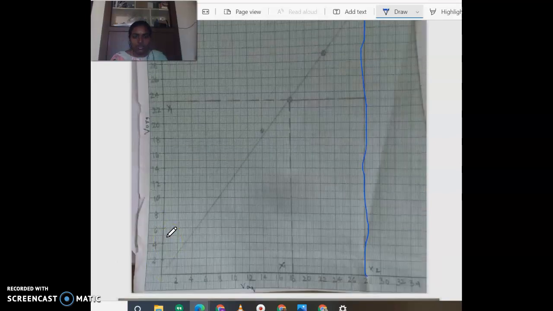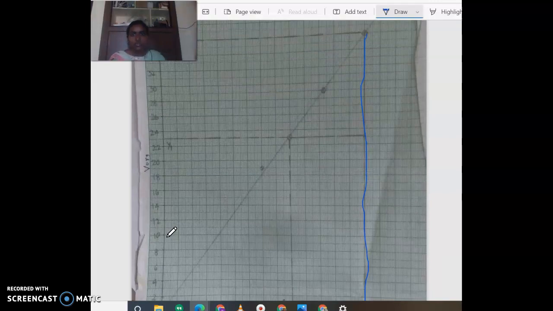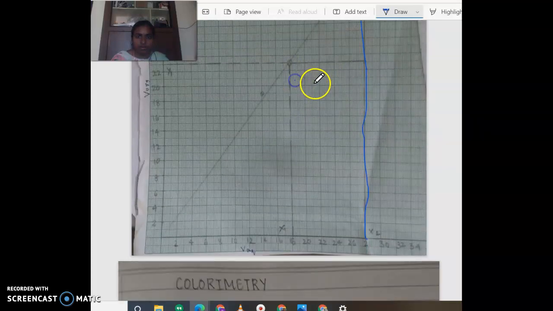Draw a line from the center; we'll get a straight line passing through the center. Whenever you draw that line, the maximum number of points should pass through it. For example, if I have one point here and another point here, I draw a straight line passing through the center. Keep a scale like this so that the line passes through the points.